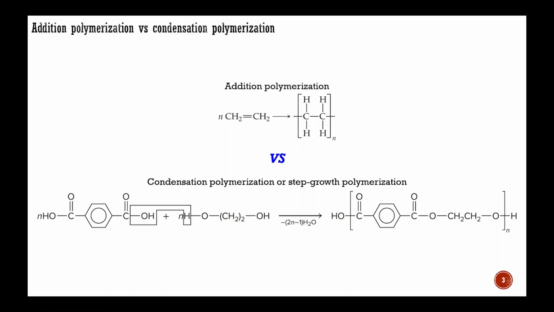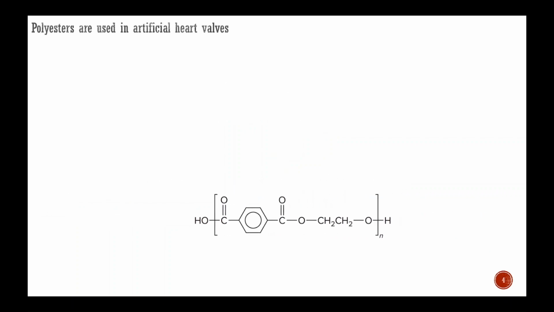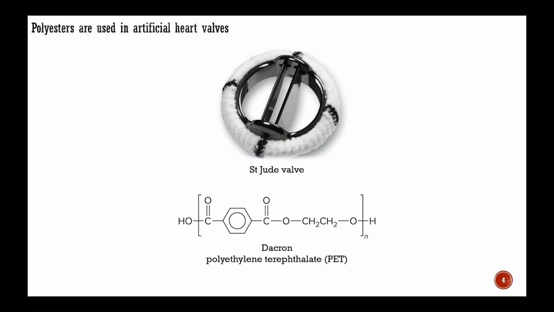Polymers produced via condensation polymerization have incredibly diverse applications, ranging from soft drink bottles to life-saving heart valve components. For instance, a St. Jude valve uses the polyester Dacron to attach it to the surrounding heart tissue. Dacron is DuPont's trade name for the fiber made from polyethylene terephthalate, which is a polyester.